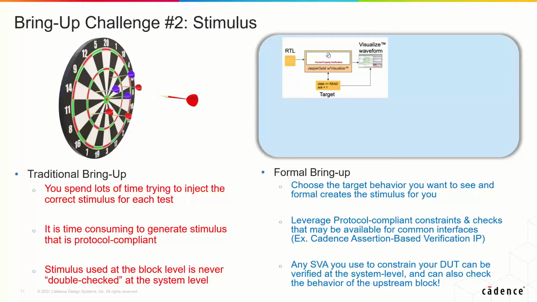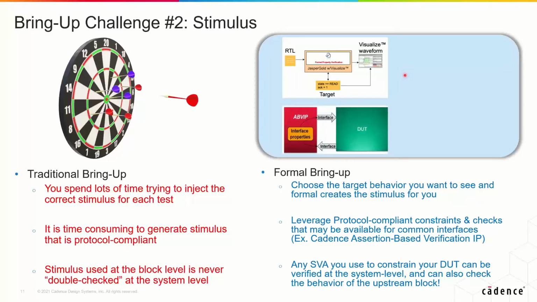With formal bring up, the approach here is a bit different. So usually in formal verification tools, you can choose the target behavior you want to see, and formal then creates the stimulus for you. In this case here, the target is that he wants to see that if this state equals read, he wants to see an acknowledge. And in JasperGold, you can even navigate through the source code browser and ask those behaviors to be shown in a waveform quickly just by browsing the source code browser and asking the tool to show it to you.